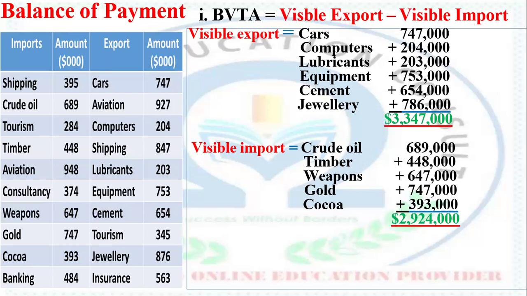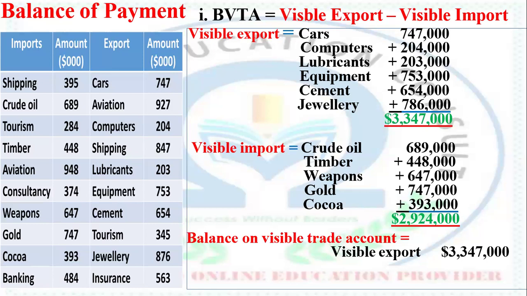Wonderful work done. So we now have to find the difference. So balance on visible trade account then becomes the value of visible exports minus the value of visible imports. Then we find a difference. Wonderful work done. So I hope you got that.